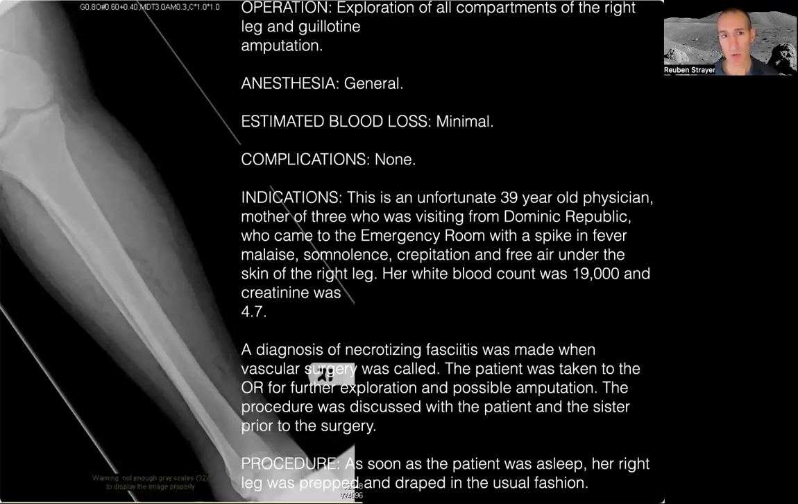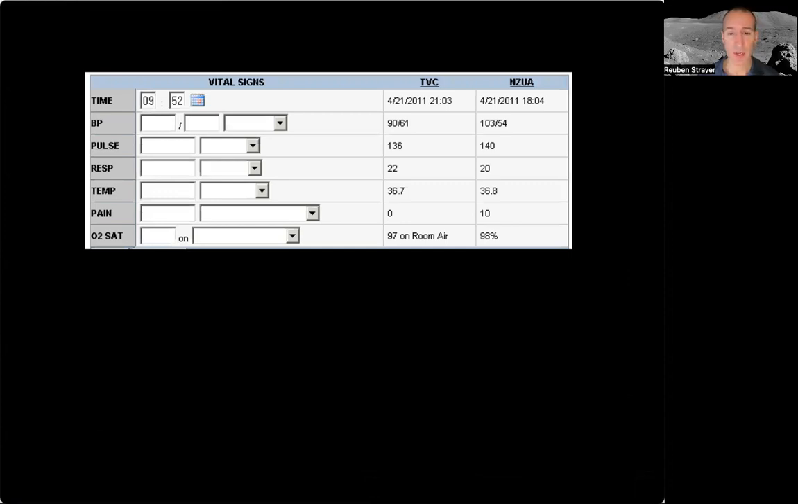Here's the operative note. You have to love the editorializing on the part of the surgeons. "Unfortunate 39-year-old physician, mother of 3." She lost her leg. Tough case, right? She was just off a plane. Should have been a DVT, except for one thing. Her heart rate was 140 at 6 p.m. And then a few hours later, at 9 p.m., just prior to discharge on the index visit, it was 136. Sometimes patients with tachycardia should be discharged, but do it reluctantly, carefully, with explicit documentation and deliberation.